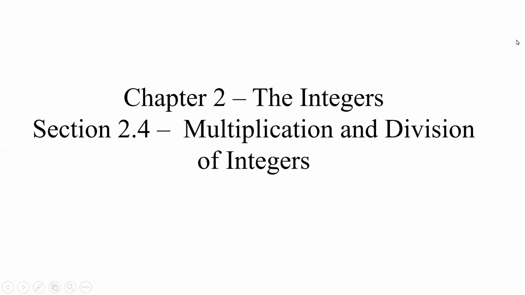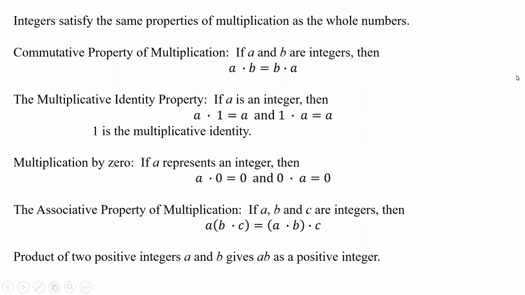Okay, here we're in Chapter 2 on integers. This is Section 2.4 on multiplication and division of integers. So integers satisfy the same properties of multiplication as the whole numbers. So everything we did there is the same here. So there's nothing new to learn here. We just have to apply it to the integers, which means we're going to include those negative numbers to multiply by.